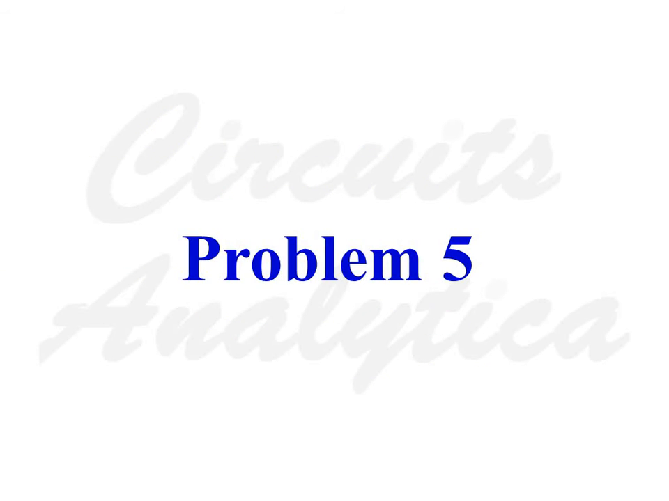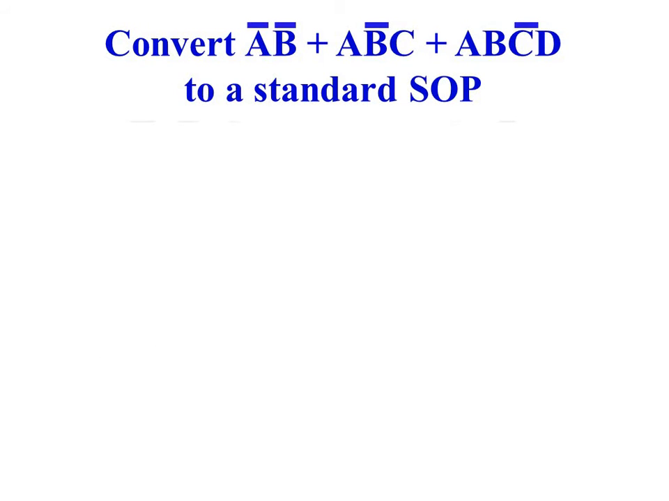Fifth problem. Convert A bar B bar plus A B bar C plus A B C bar D to a standard SOP. As we know, in a standard SOP, all the product terms must contain all the variables either in true form or in complemented form. In the given expression, in the first product term, there are only two variables A and B. The variables C and D are missing. Coming to the second product term, there are only three variables. Variable D is missing.